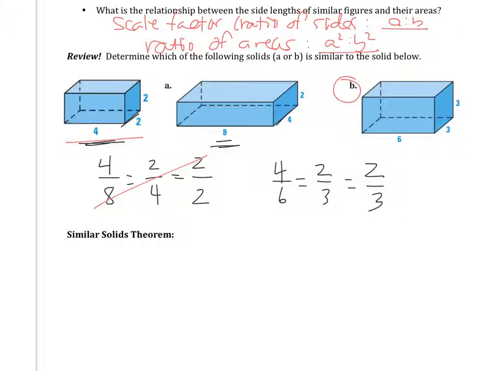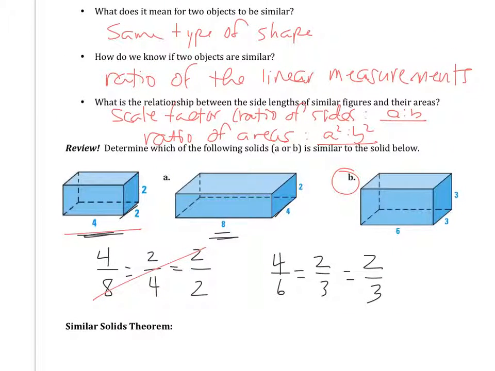Okay? And so that's what we mean by the ratio of the linear measurements. They have to be equal. So it has to be true for everything. The radii have to have the same ratio as the heights in a cylinder. The apothems have to be the same ratio as the side lengths in a pentagonal prism. So in the case of rectangular prisms, your lengths, widths, and heights all have to have the same ratio.